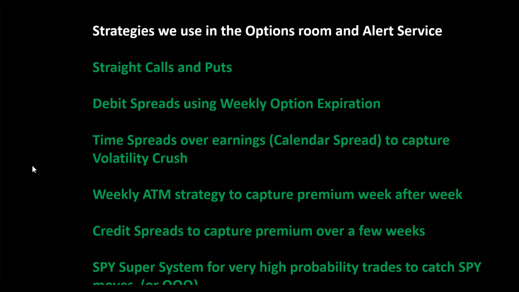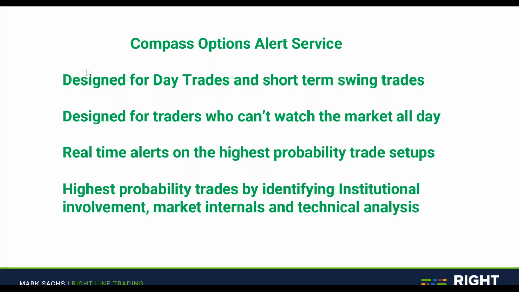I did 3 of them today, 3 of them yesterday. All 6 of them were profitable so far. I get a very high win rate on these, but they're very specific. All right, so the Compass Alert Service, just to be aware of what it is, obviously it's designed for day trades and short-term swing trades. Anything that I put out is going to either be closed today or in maybe up to 3 weeks. That'd be the outside length.